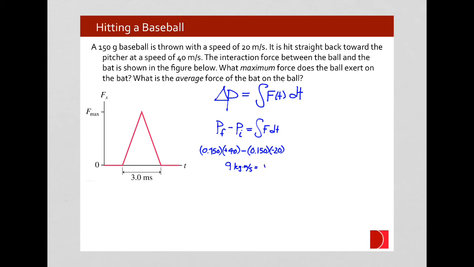Now, if we want to know the maximum value of the force, we have to consider this whole area under the curve. We want to find the integral, but instead of finding the integral, what we're going to do is calculate this as the area under the curve. And we can do that geometrically because this is a triangle. And so this impulse is being delivered as a triangle.